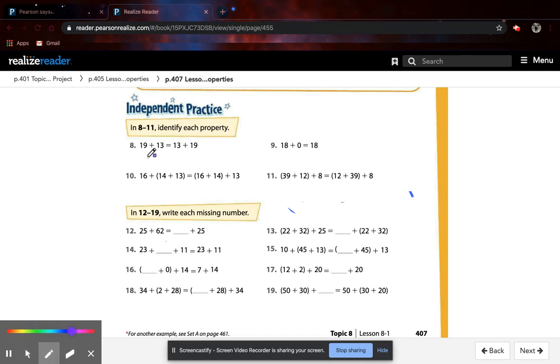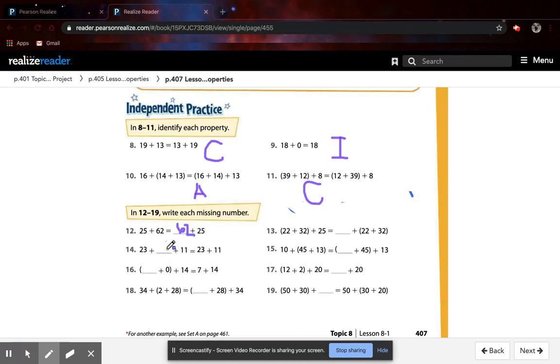So for this one, it's just identifying each property, and I'm just going to write the letter like I did above. So for this one, it would be the commutative property. For number 9, it is the identity property. For number 10, it is the associative property. And for 11, it's the commutative property. For number 12, our missing number is 62.